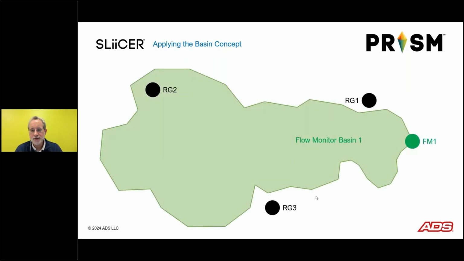So let's look at this conceptually here. On the right, I have drawn or noted a flow monitor. It's the green dot labeled FM1. And then I have drawn a basin that I call flow monitor basin 1. So you'll see the flow monitor itself has a location. It's installed in a certain pipe, in a certain manhole, but the flow that it is measuring comes from a much wider area upstream. So that's the idea of a basin.